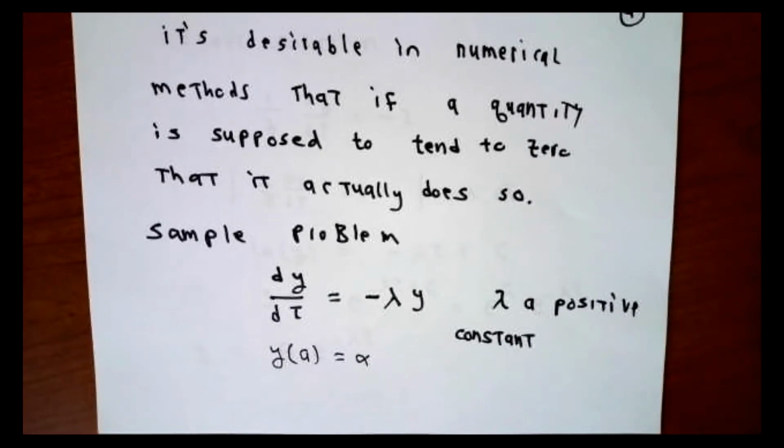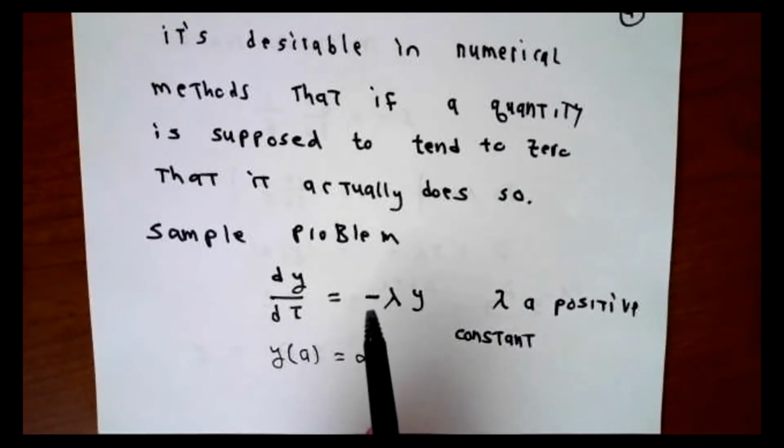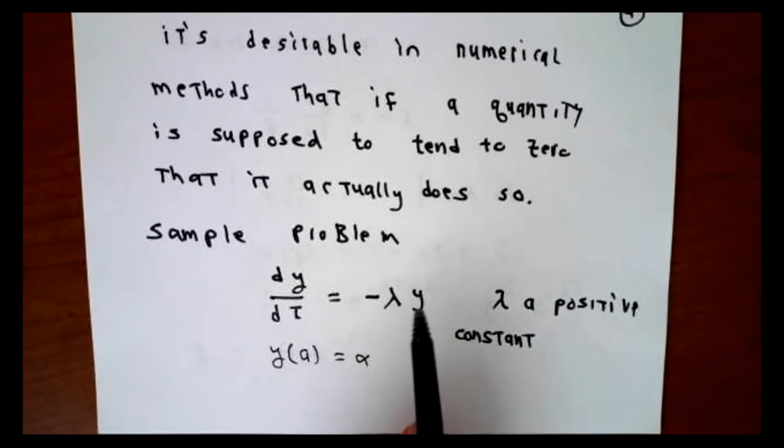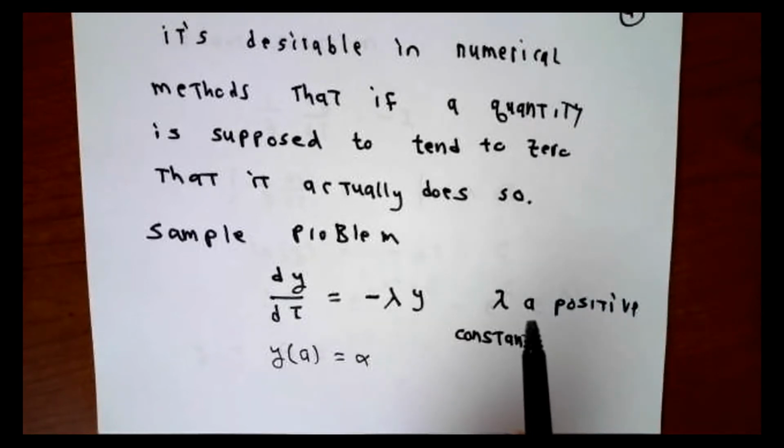People have developed a standard test program for this. The standard test problem is the derivative of y with respect to t equals negative lambda times y, where lambda is a positive constant. Y at the beginning of the interval of t numbers is taken to be some number alpha, which is not 0.